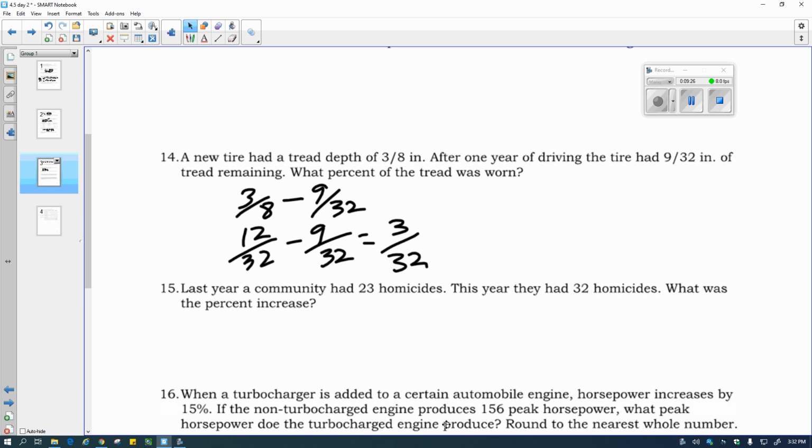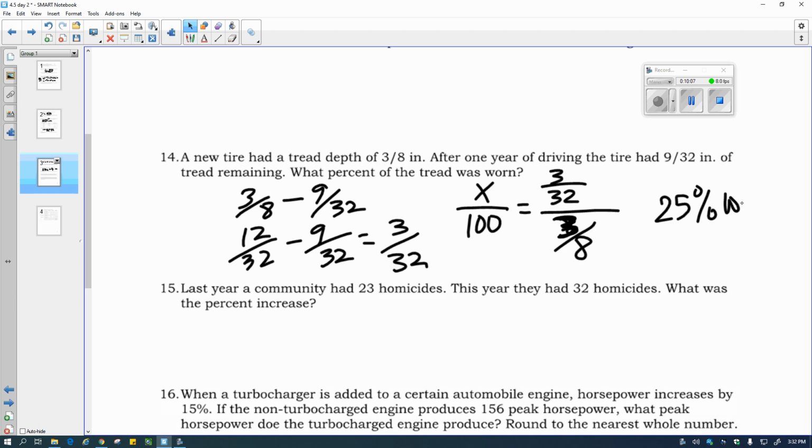So I need to figure out what 3/32 is as a percent of 3/8. So what percent of 100 is 3/32 of the original amount, 3/8? If you have a fraction calculator, that makes your life a little bit easier here, and I know you worked through the fraction section, so I'm assuming that you're going to be able to do that. So it's just cross multiplying. 3/32 times 100, and then I'm going to divide that by the 3/8. And that one came out to be pretty nice, so it's a 25% wear.